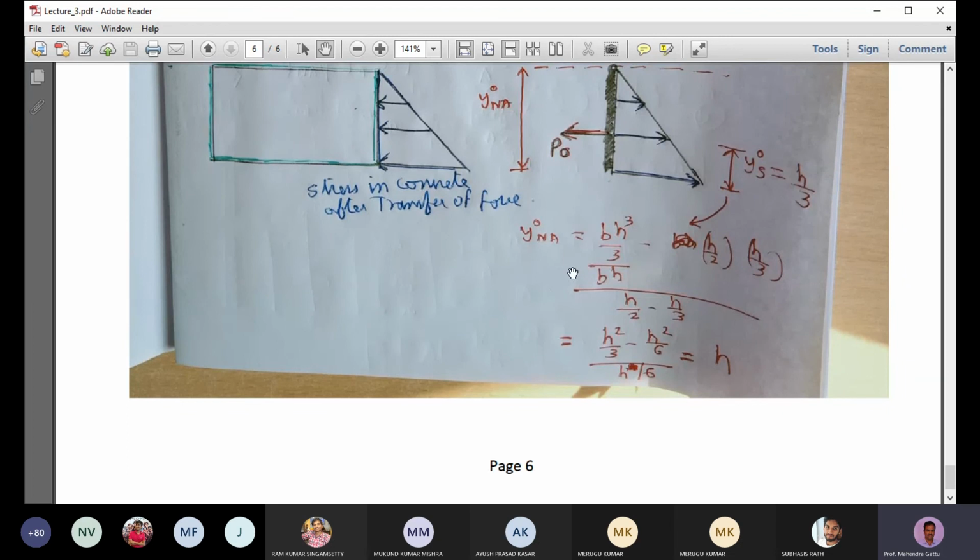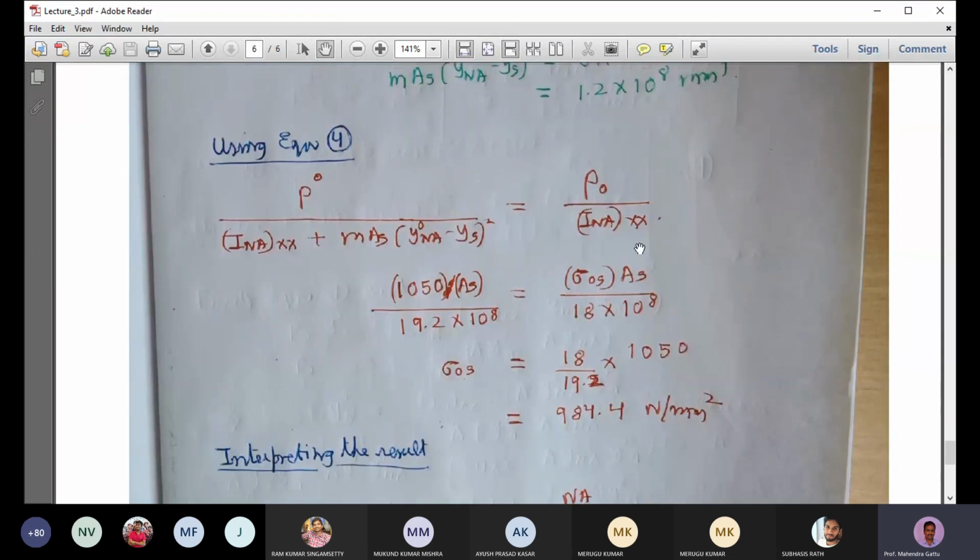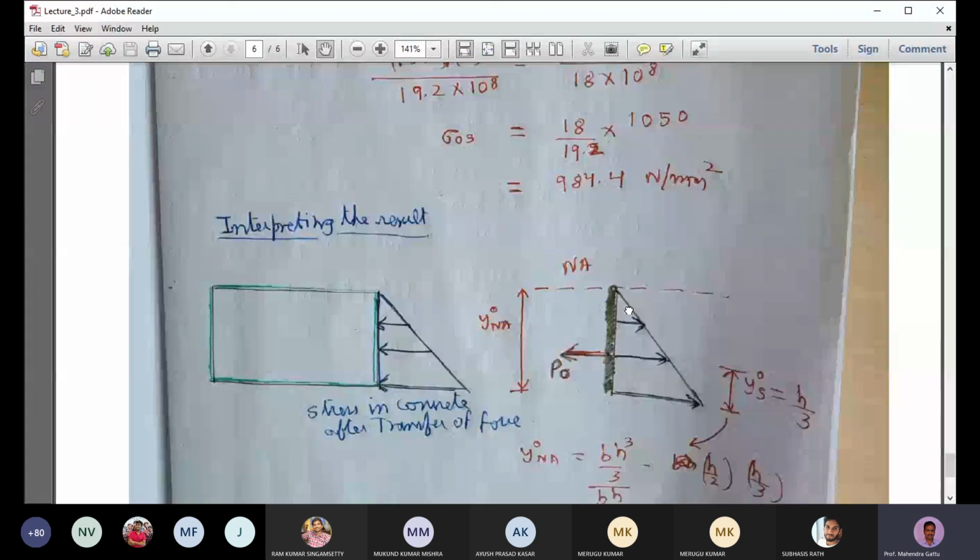And if you look at the formula, we can substitute I by A minus YC into YG, divided by YC minus YG. So bh cube by 3 by bh minus YC, where YC is h by 2 and YG is h by 3. So we'll get h square by 3 minus h square by 6, divided by h by 6. So this is again h square by 6, and we'll get h. So y neutral axis happens to coincide with the top fiber. Okay, so this is the application of those two formulas, and we can get the answers for the force after it is transferred. And we can also get the stress profile in the concrete.